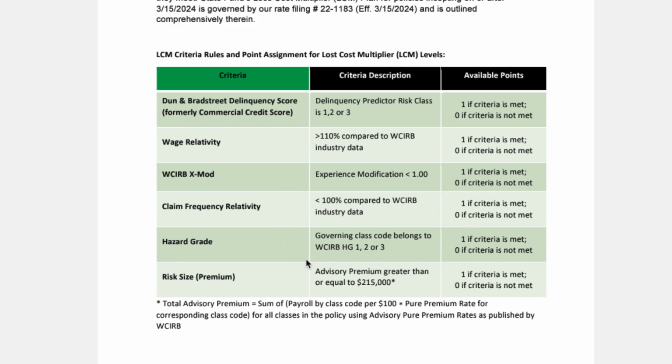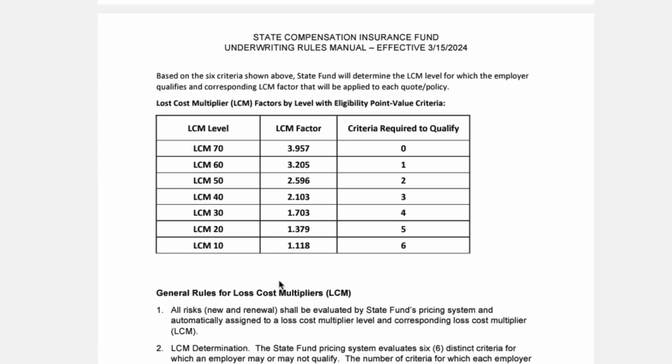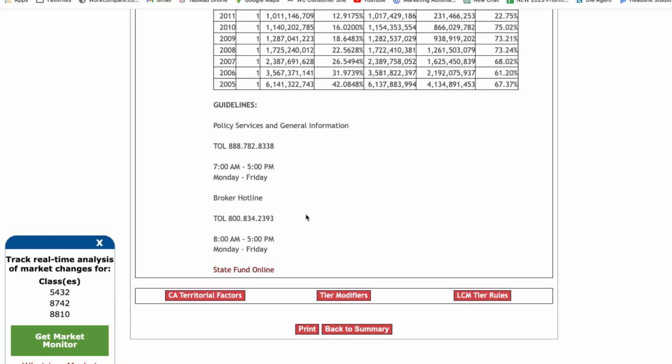So the spoiler alert here is that this model is definitely favoring bigger accounts. Big accounts that pay well with low X mod, low claims frequency, low hazard grade, and giant premium are going to fall into this low pricing tier, this LCM tier. Can you think of any accounts like that? Not sure. All right, let's go back to the sample here.